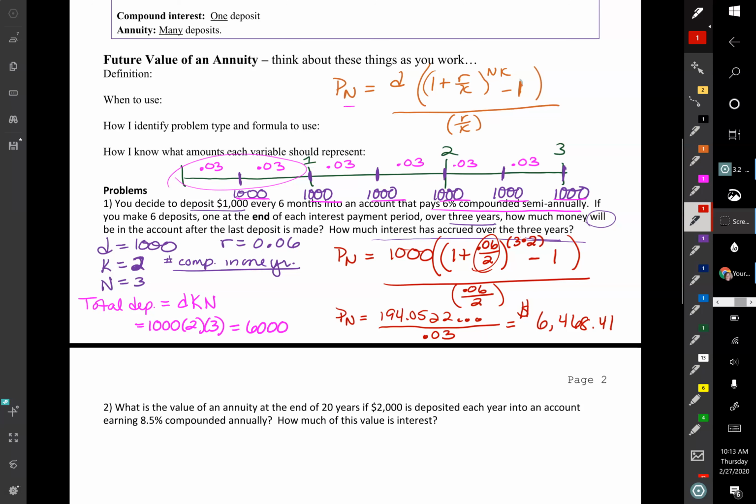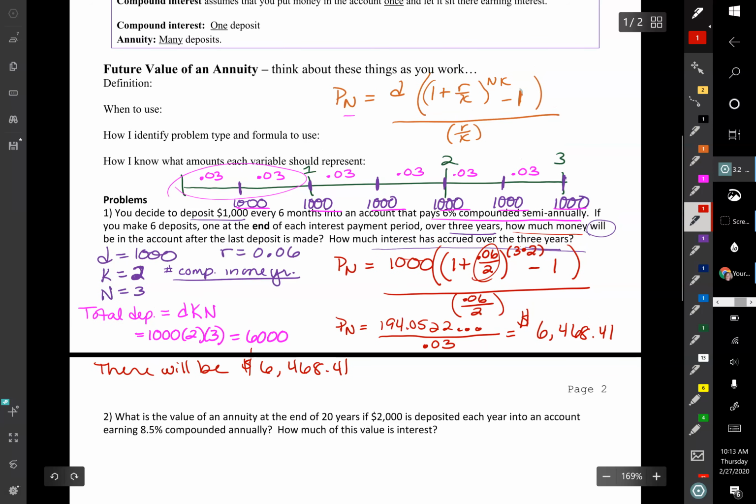So I haven't answered the question in full yet, because it asks how much money will be in the account after the last deposit is made, but it also asks how much interest has accrued over the 3 years. So my first answer is there will be $6,468.41 in the account.